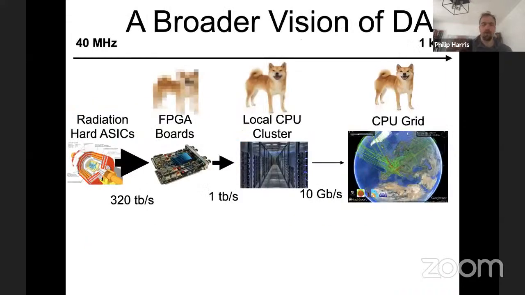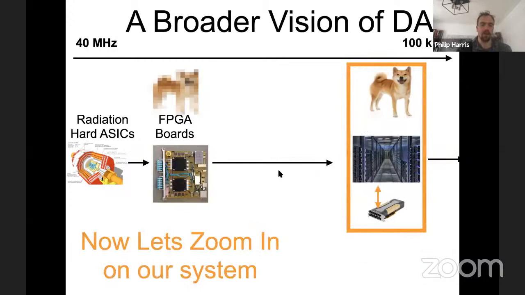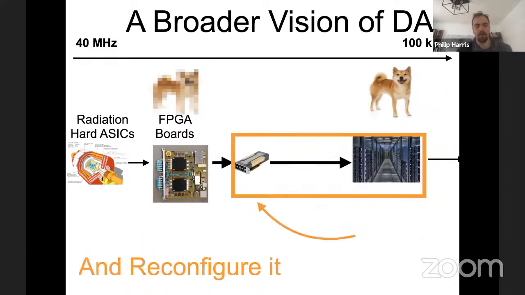I'd like to talk about one more experimental thing that involves LHC processing. In this case, what we did was we added accelerators, but now I want to zoom in on this region between our first tier of processing, where it's FPGA boards, and our second tier, which is CPUs. And I want to ask, what if we made a different system? What if we were to make an FPGA accelerator act as an in-between with our first system and our second system?